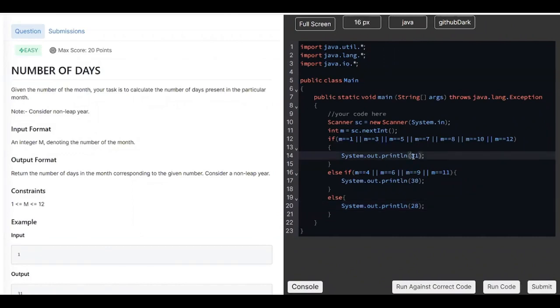Some people are asking why not print 31 like this, as a string. You can print like this also, but generally when they are asking for the number of days or an integer, I print it as a normal integer only. Why print strings when you can print integers?